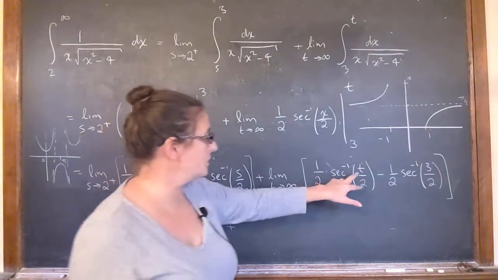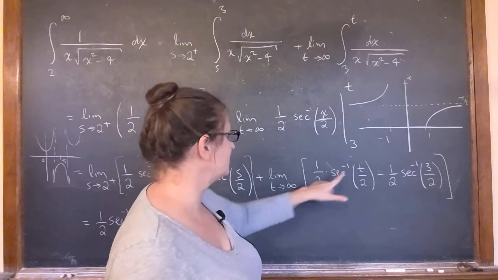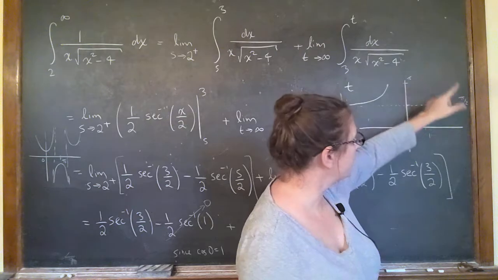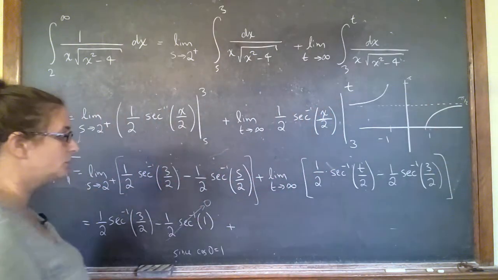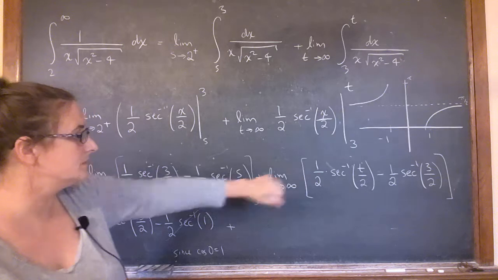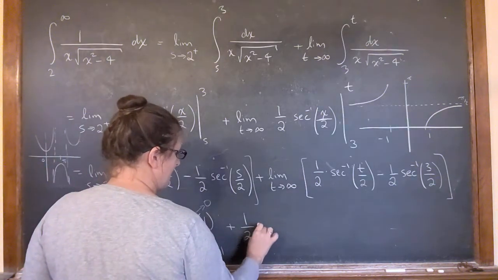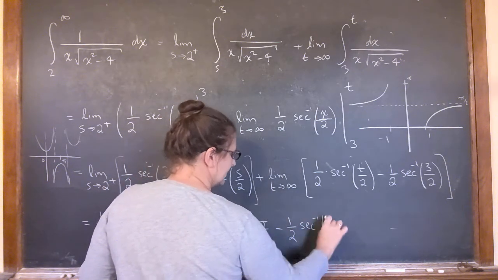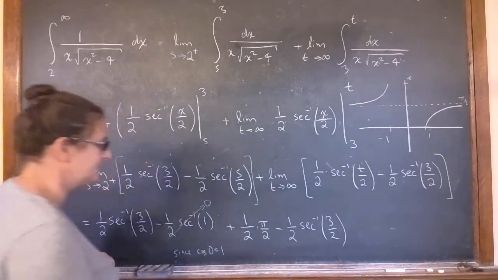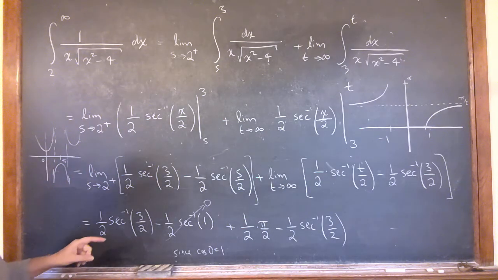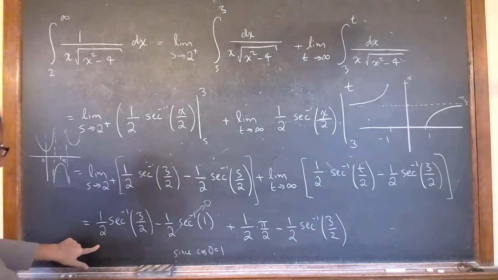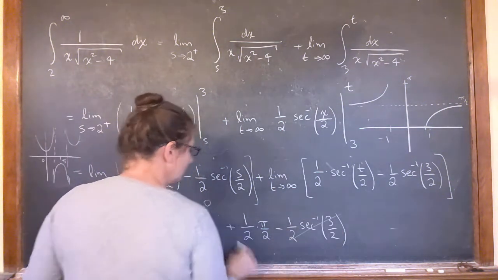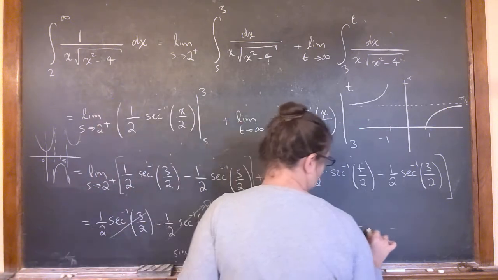Now for this part, of course, we're taking our t out to infinity. So if I look out to positive infinity, then it would be pi over 2, because my horizontal asymptote here is pi over 2. And then I have this minus 1/2 inverse secant of 3/2. And I don't know what the inverse secant of 3/2 is, but I actually don't even need to care because look, here's a positive inverse secant of 3/2 and minus the negative inverse secant of 3/2. These two cancel out. So the only thing I'm left with is this, and my answer is pi over 4.